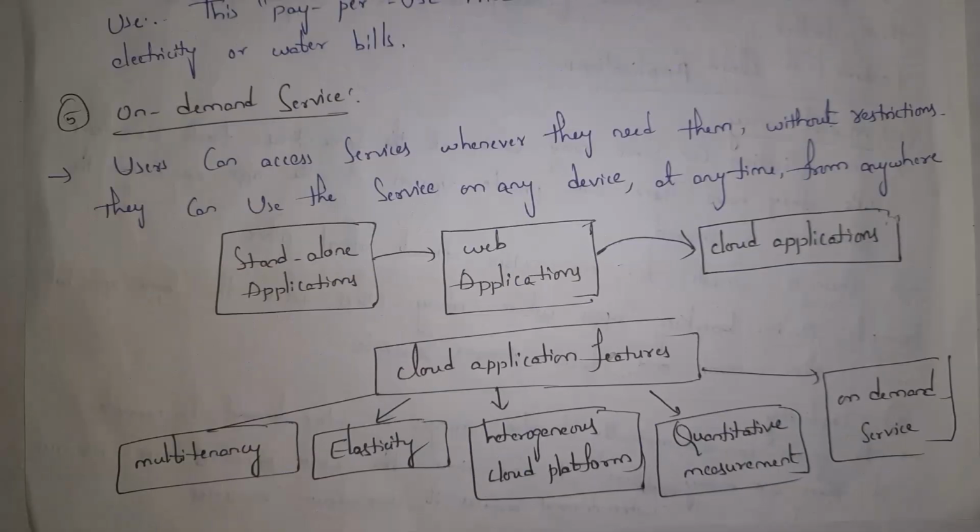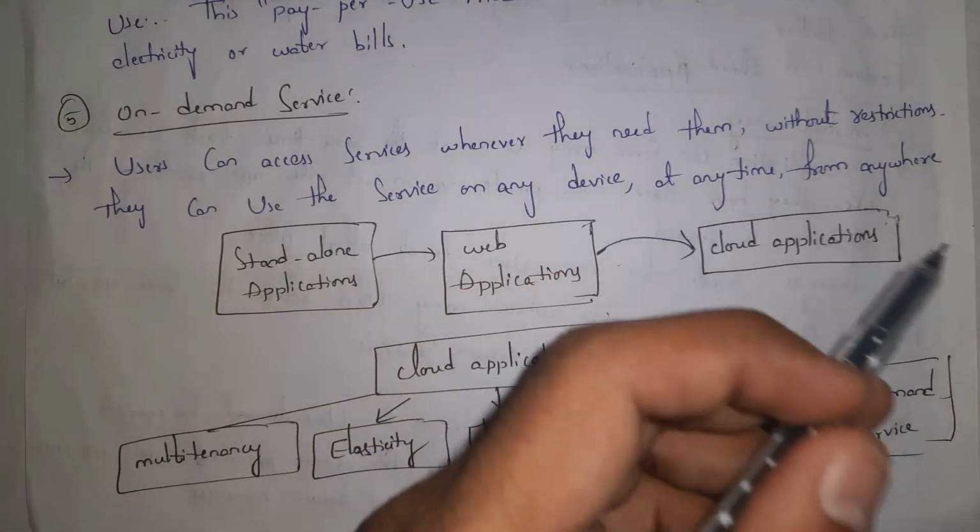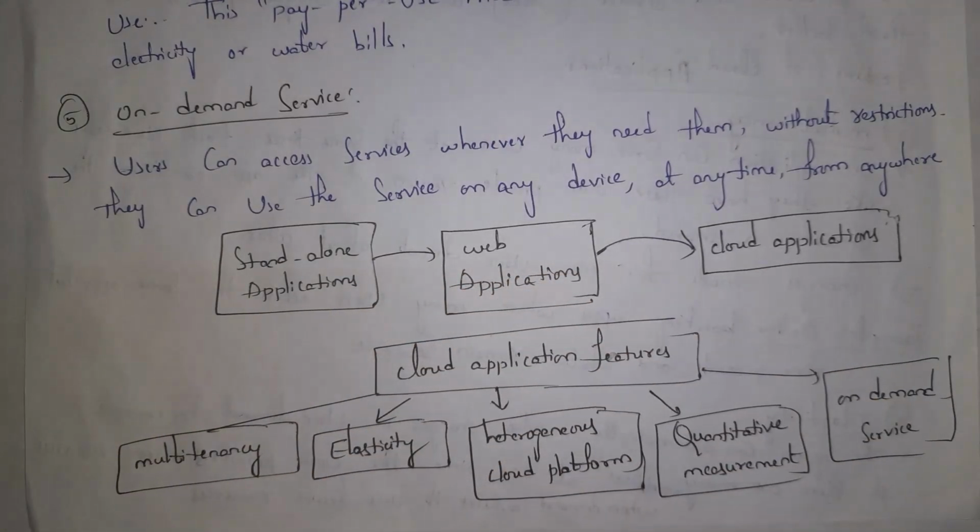And the fifth one is on-demand services. Guys, whenever we want, we can use cloud applications. By using any device, at any time and from anywhere, we can use cloud applications. We just need internet, that's it. So these are the five features of cloud applications.